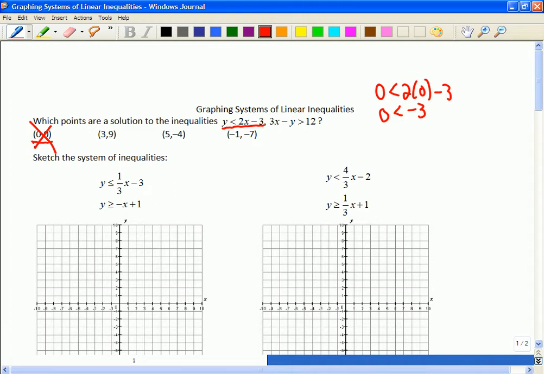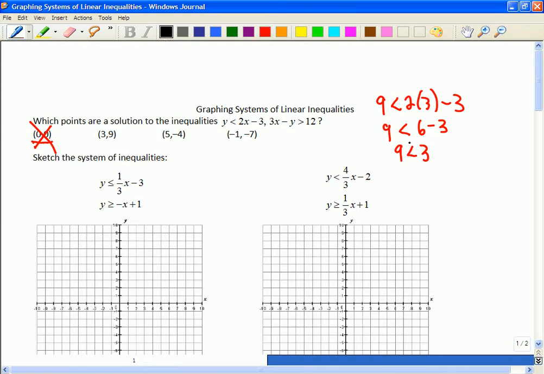So I'd like you to take a look at those other 3 and tell me which ones are solutions, which ones are not. Okay, so 3, 9. Did anybody figure out if that worked or not? Can I just see, what do you say? No, it doesn't. How come? Yeah, it doesn't work on the first one. So 9 less than 2 times 3 minus 3 is 9 less than 3. That does not work. So this is not one of the solutions.